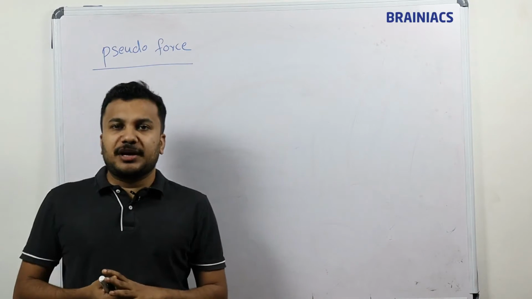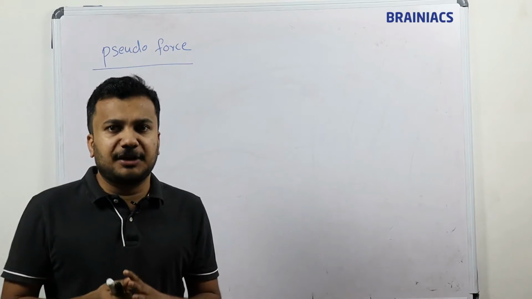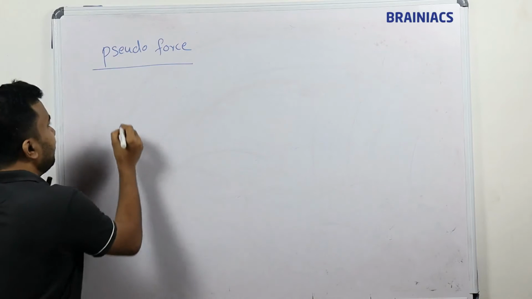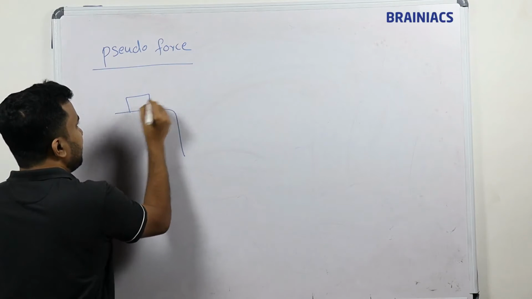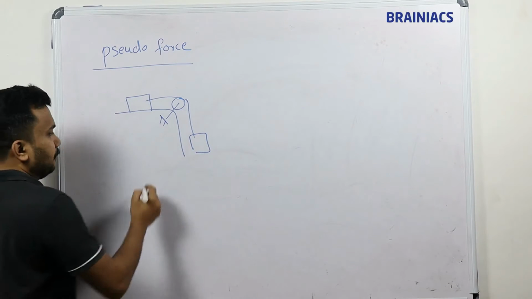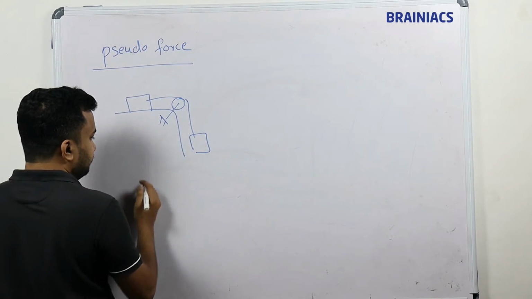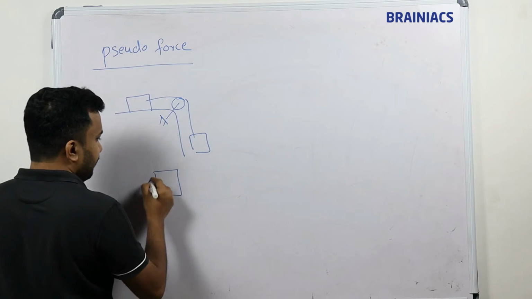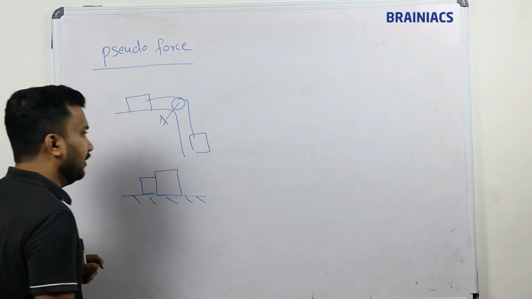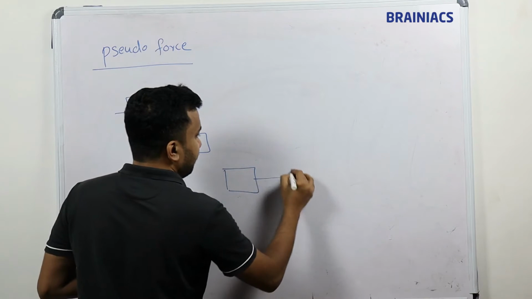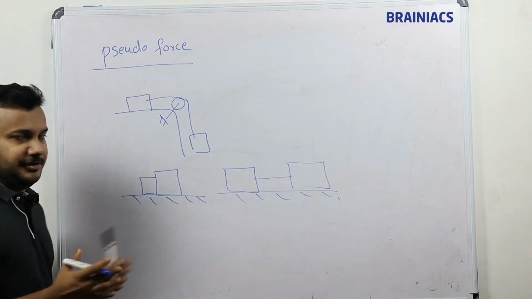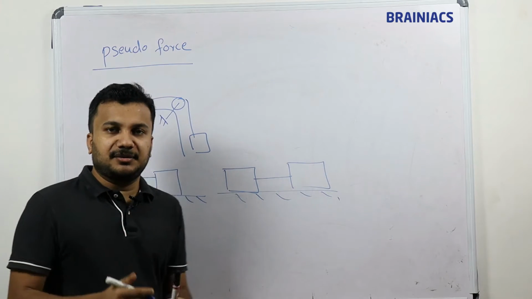Before entering into pseudo force, I would like to introduce something. So far we have learned about different problems. For example, a block is placed here and a pulley is over here, connected to a hanging mass. This is one case. Another case: one body of mass and another body of mass placed on a surface, connected. And another example: one body connected over a string and placed over a surface. These are the three examples I have taken for your understanding.